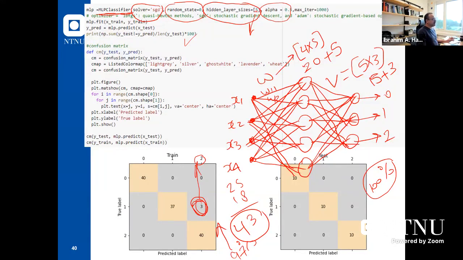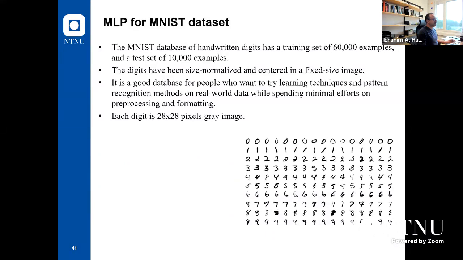So what is remaining for us? In fact, now we are implementing multi-layer perceptron from sklearn. We will try also to implement... Can you see my screen? We will try to implement also. We will repeat it for MNIST dataset.